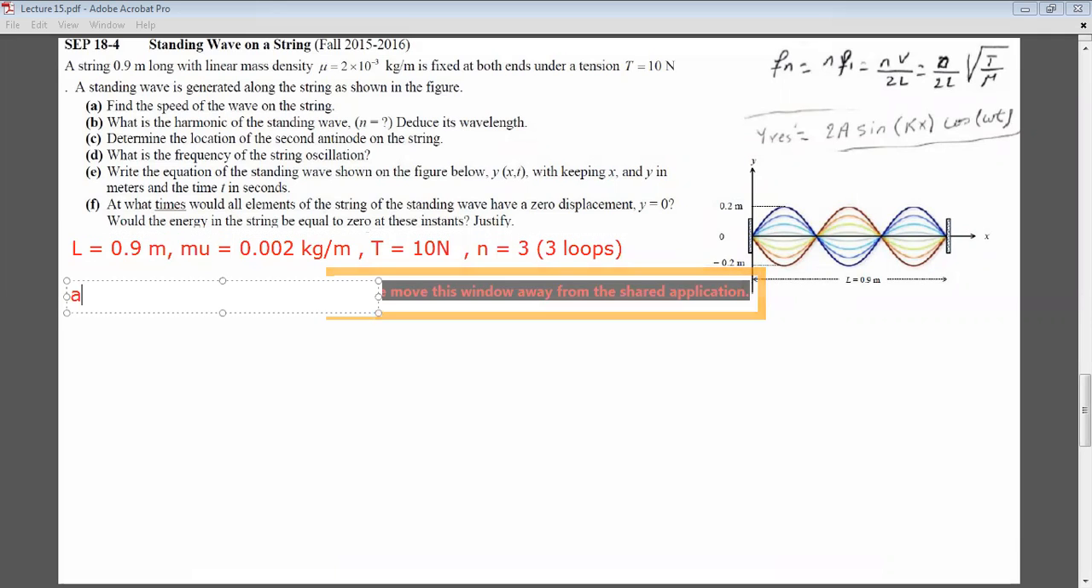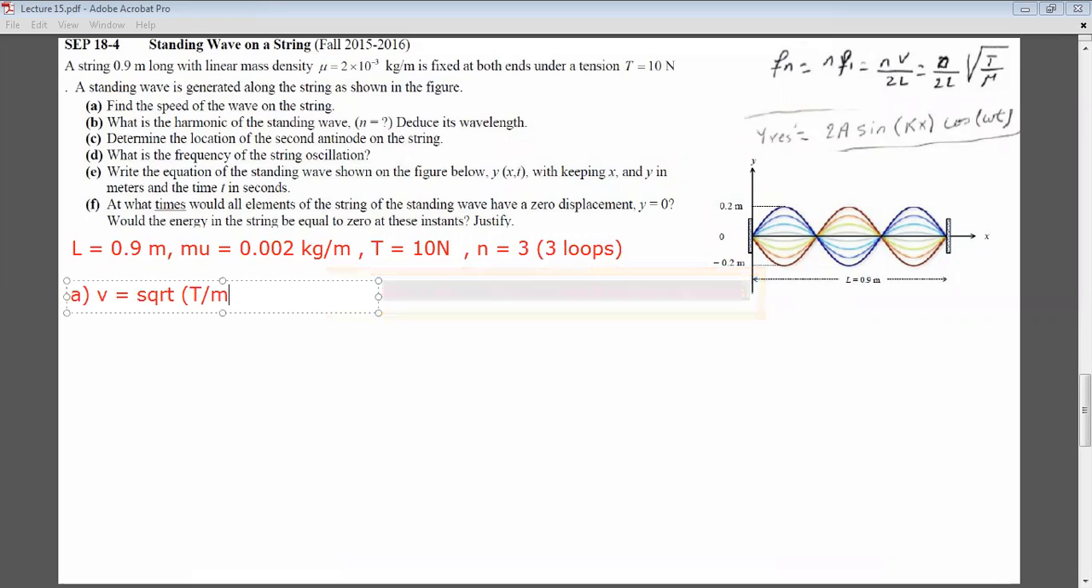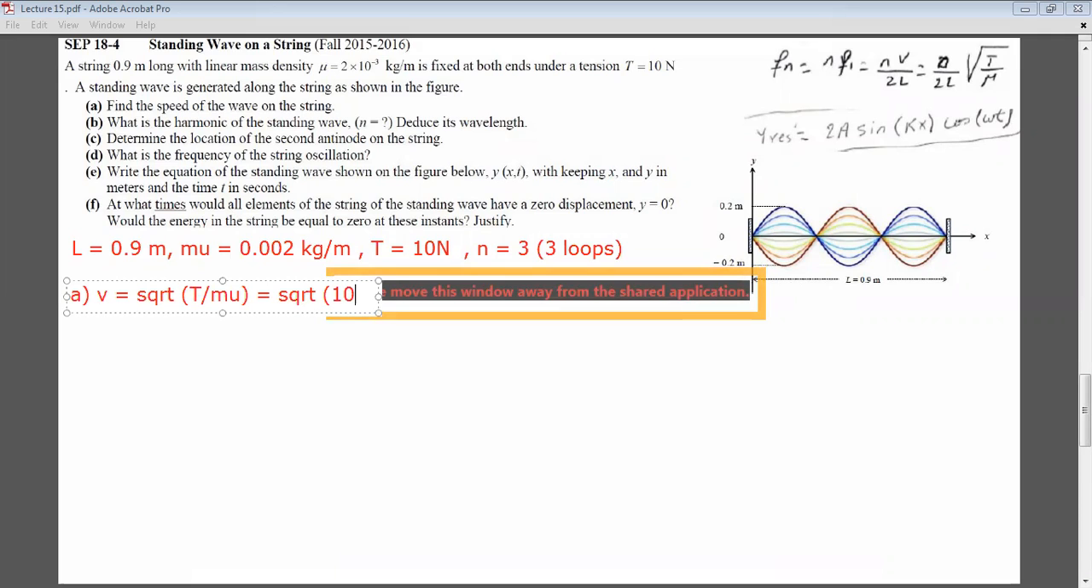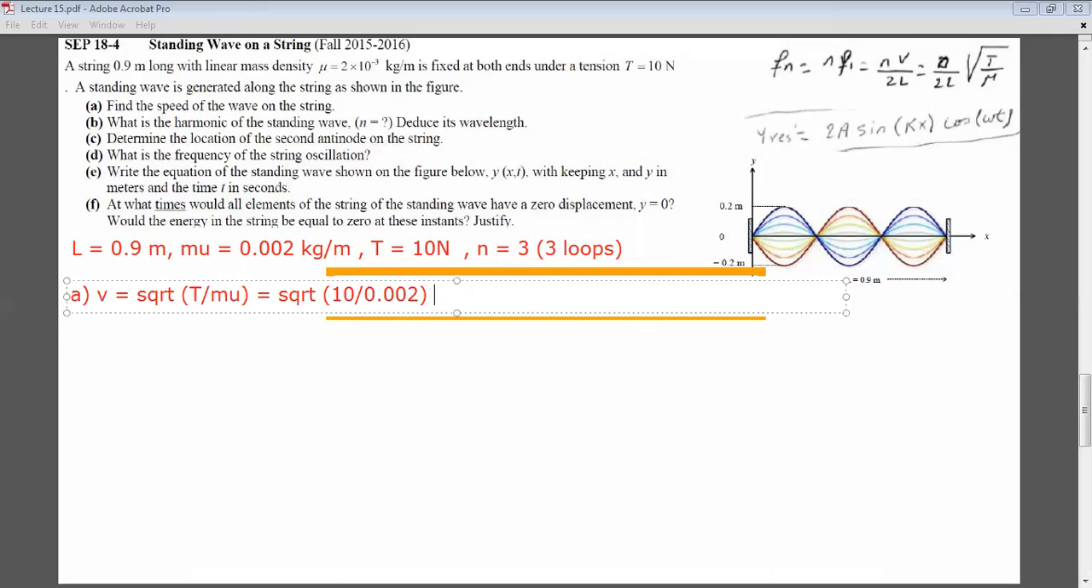So we will start with the speed v. The only way to do it here is to use the square root of T over mu, because I have T and I have mu. This is equal to the square root of 10 over 0.002, and this will give 70.7 meters per second.